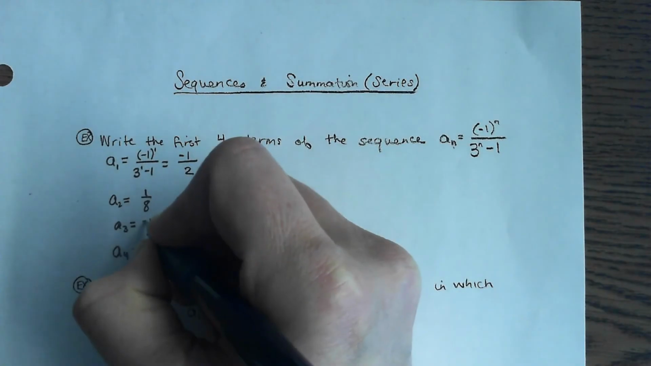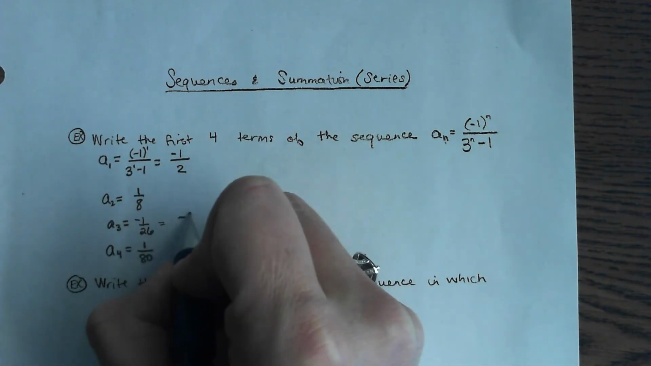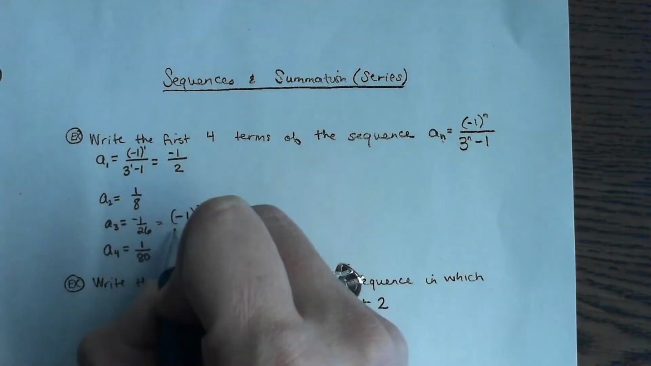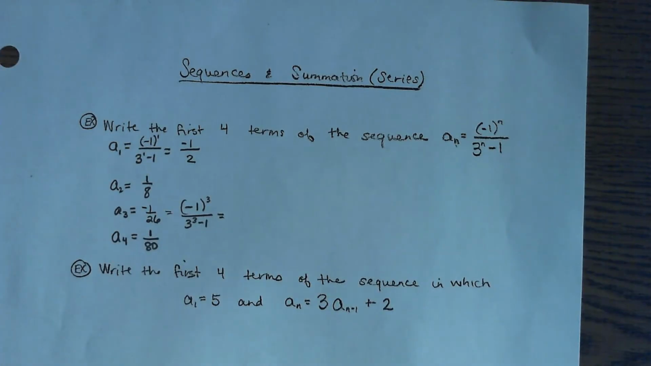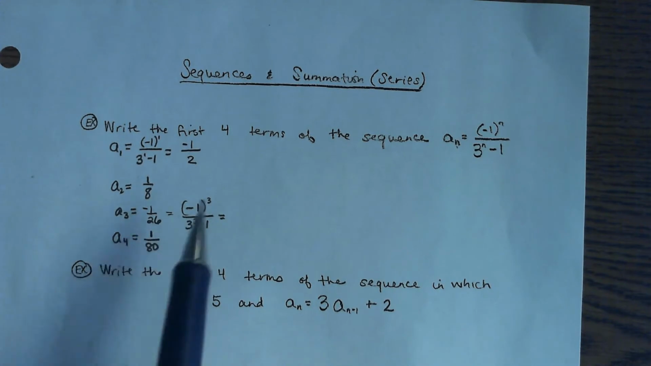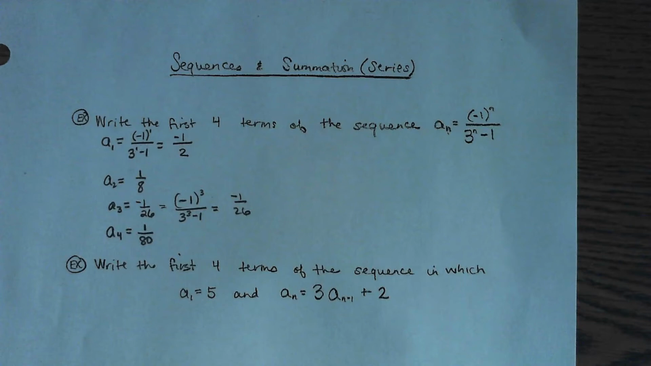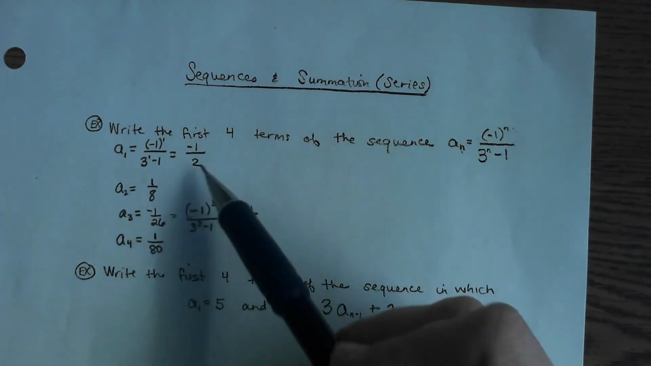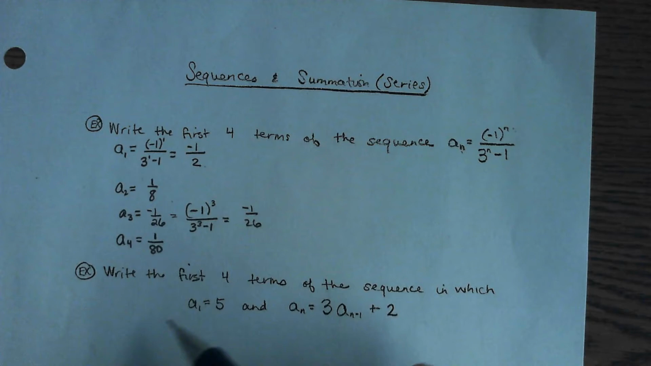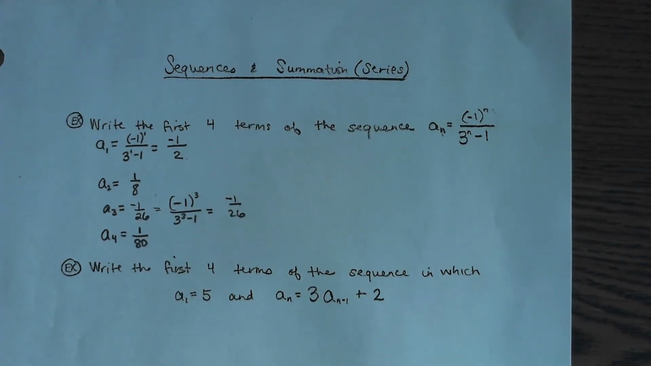Negative 1 over 26. So that means if we're plugging in a 3, that would be negative 1 to the third power over 3 to the third power minus 1. Yeah, anytime you are on an odd term, it should be negative because a negative number to an odd power stays negative. So it would be negative 1 over 26. But when you square something or raise it to the fourth, it does make it positive. So negative 1/2, 1/8, negative 1/26, 1/80th. Good? So just notational review.